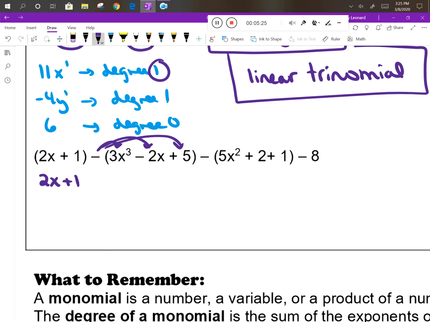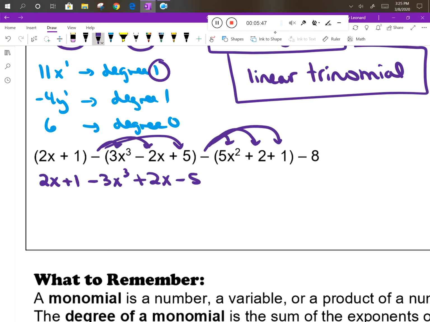It's telling me that I have to subtract all three of these terms. So that 3x cubed is being subtracted. Now when I subtract a negative 2x, I've got really a positive 2x. And when I subtract a positive 5, that looks like minus 5. And then the same thing happens with the next negative sign and those three terms. It's telling me to subtract all three of these terms.